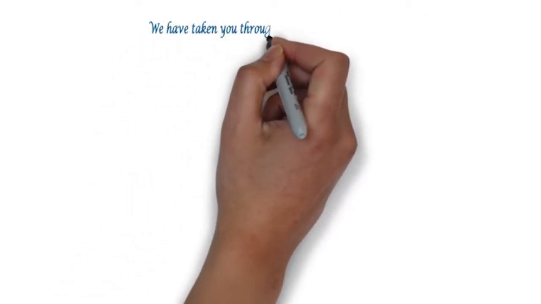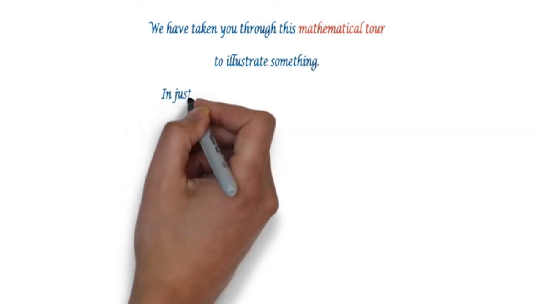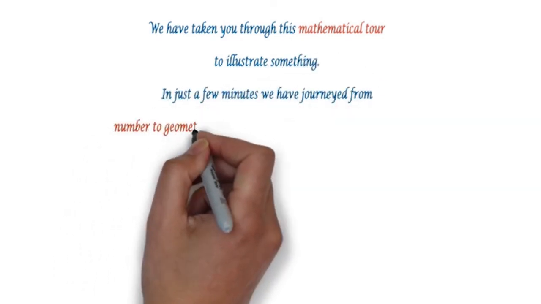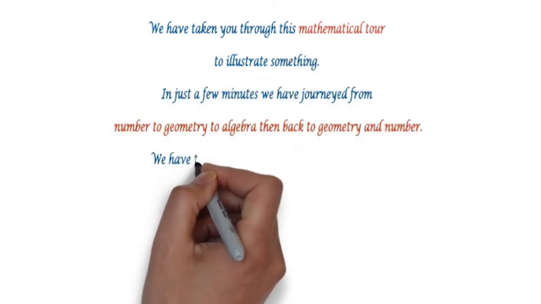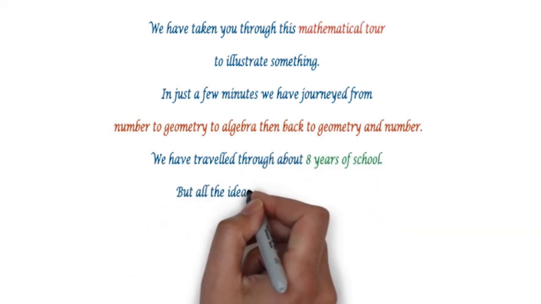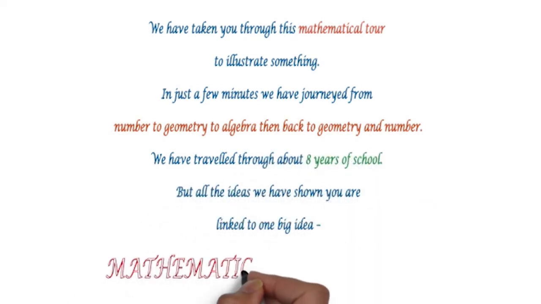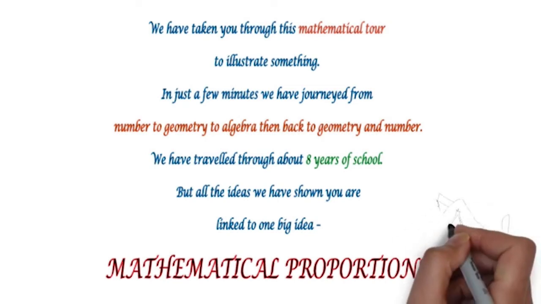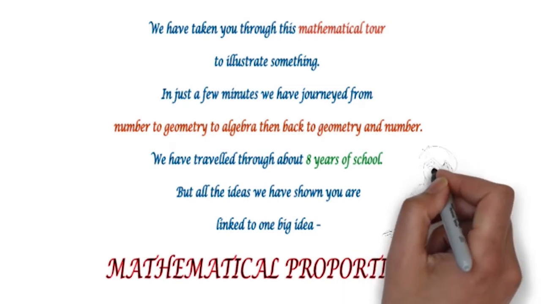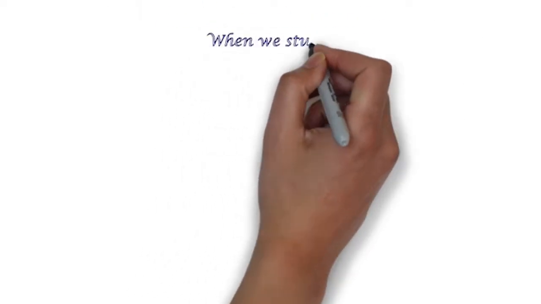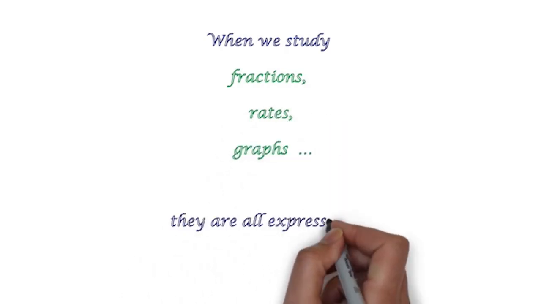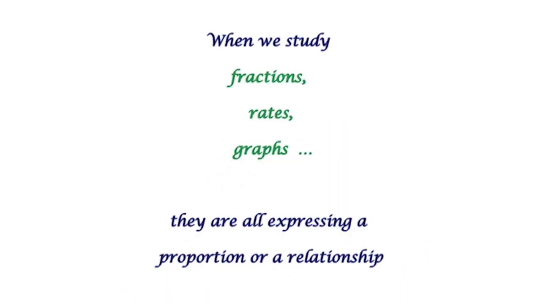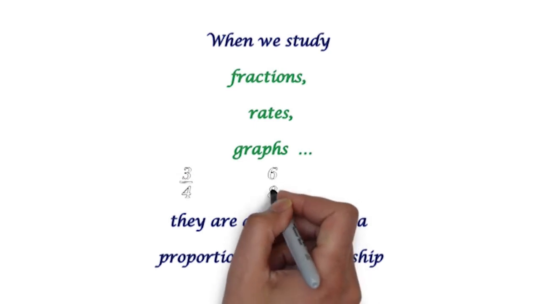So we've taken you through this mathematical tour to illustrate something. In just a few minutes, we've journeyed from number to geometry to algebra, then back to geometry and number. About 8 years of school, but all the ideas we've shown you are linked to one idea, mathematical proportions. So all of these things are expressing a proportion or a relationship.